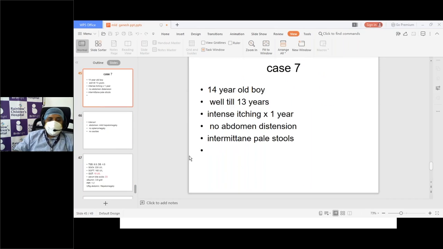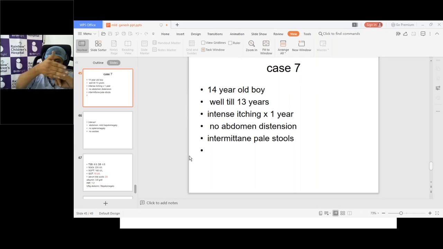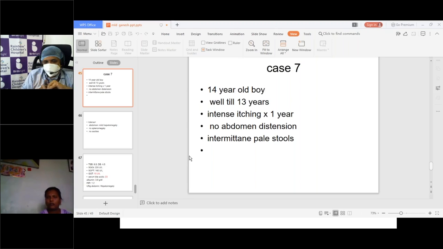So to conclude, one, metabolic liver diseases are common. They are not rare as they were thought to be. Two, metabolic liver diseases can present either as isolated hepatomegaly or hepatosplenomegaly, or as liver cell failure, or as cholestatic jaundice, or as chronic liver disease, cirrhosis with or without portal hypertension. So there are varying modes of presentation.